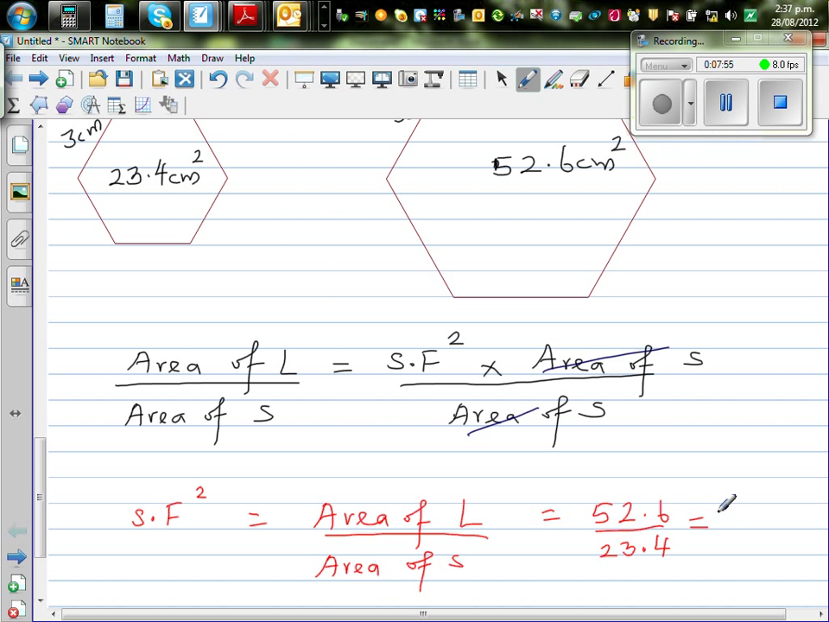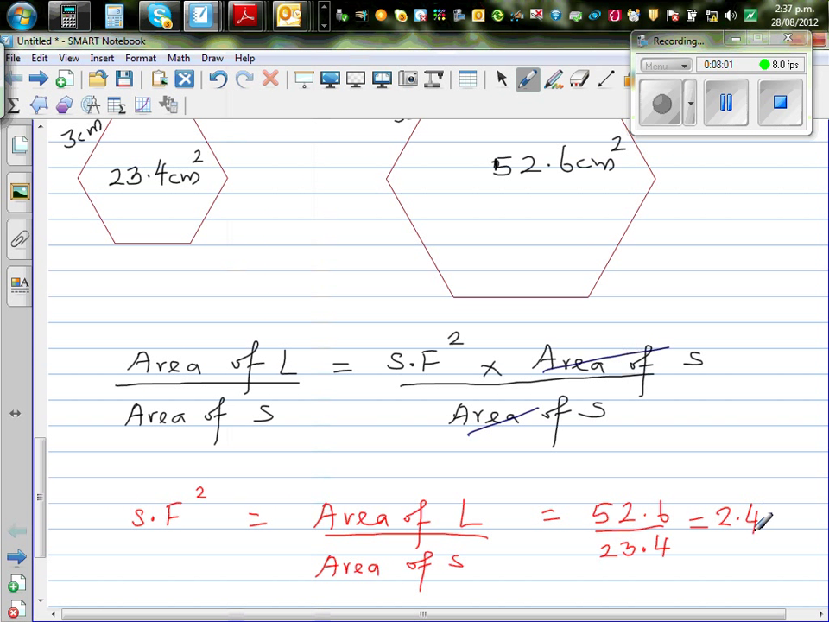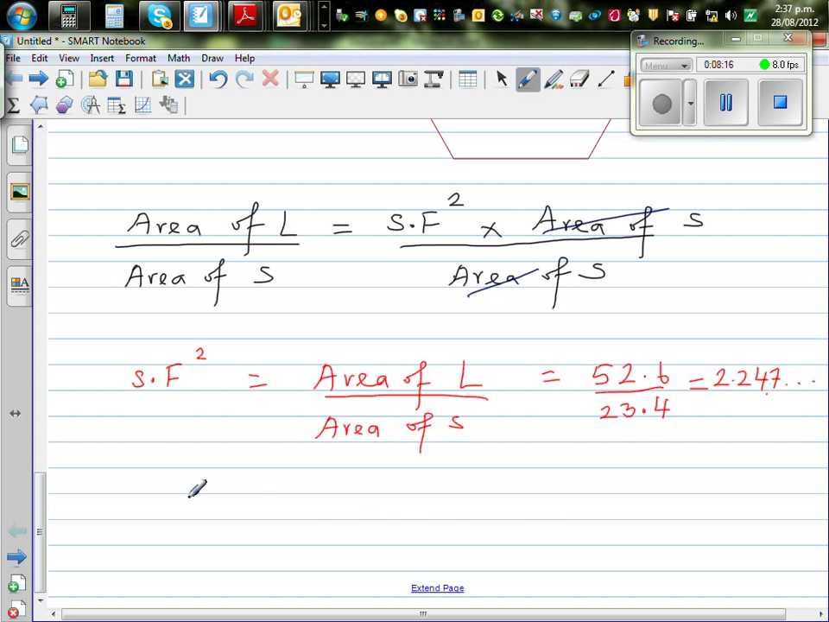So this is 2.247. Let me write it properly. This is 2.247, and this is the whole number.